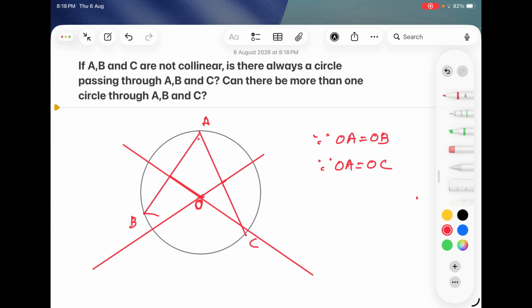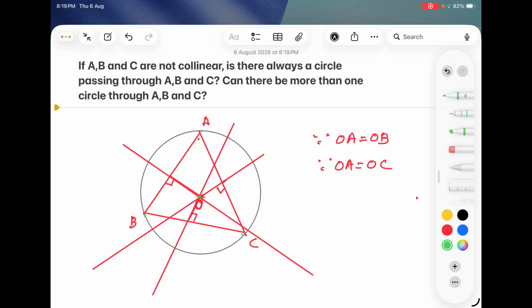Similarly, if you join B and C to make a line segment and draw a perpendicular bisector of BC, this perpendicular bisector of BC also passes through the point O. That means this circle passes through all 3 points A, B, C, which are not collinear.